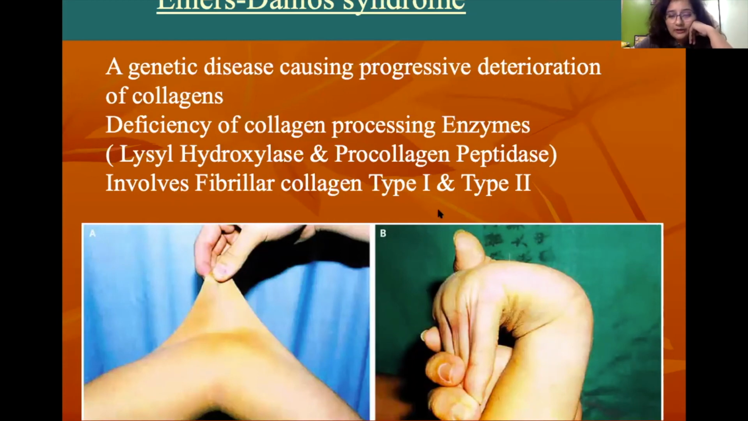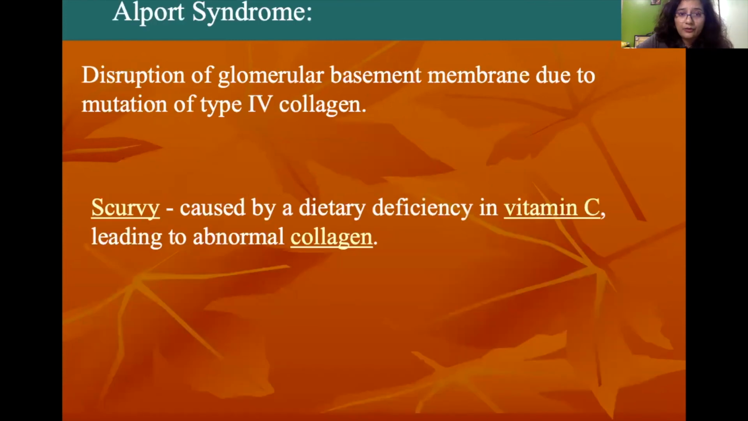Now another symptom is the hyperstretchability of joints. As the collagen tendons are very weak and ligaments are also weak, it leads to more hypermobility of the joint, and such joints are most prone to subluxation. So this is Ehlers-Danlos syndrome.